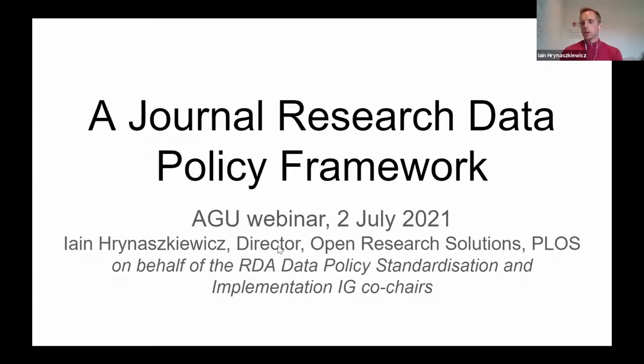So I'm going to talk about the development of a journal research data policy framework. And I realize this may not be the most exciting topic for a Friday, but I do like to remind myself as often as possible what we're trying to achieve at an appropriate level of abstraction. I think what I hope we could all agree is that we're trying to publish more trustworthy, more reliable research, and that often means making things more transparent.